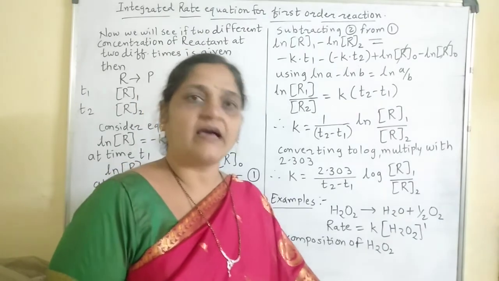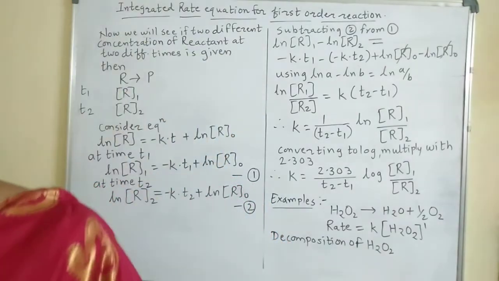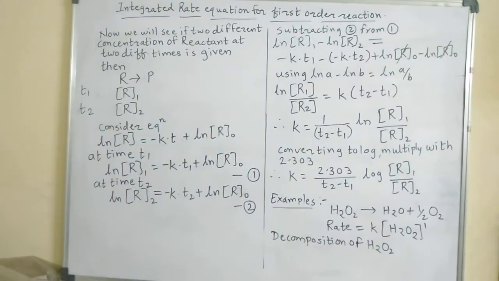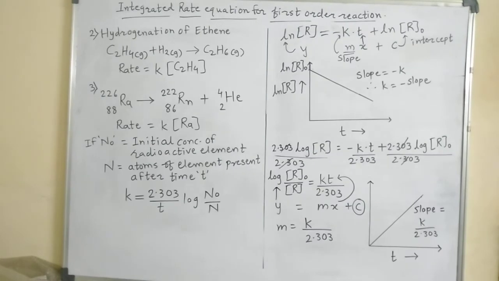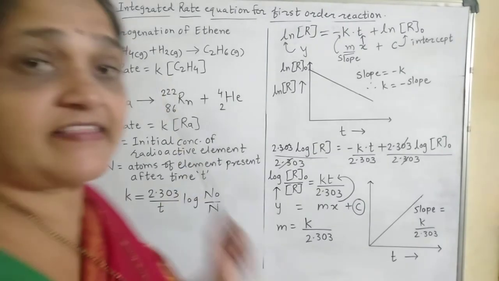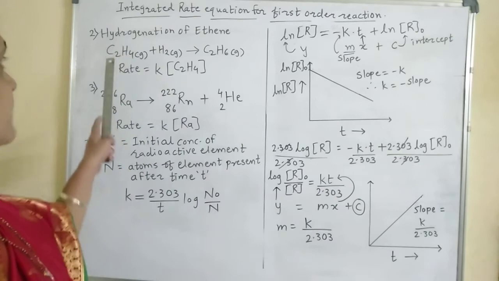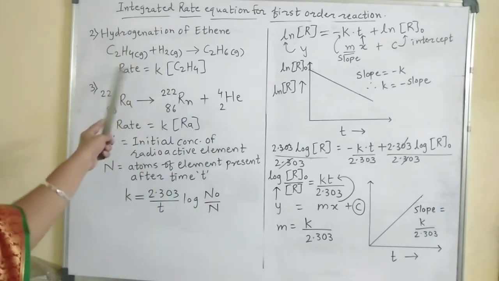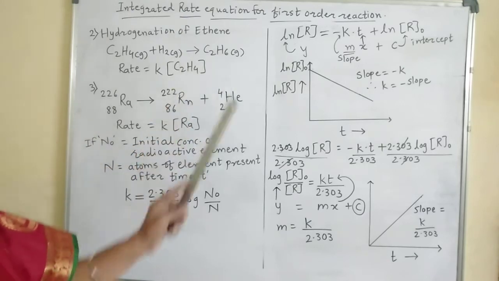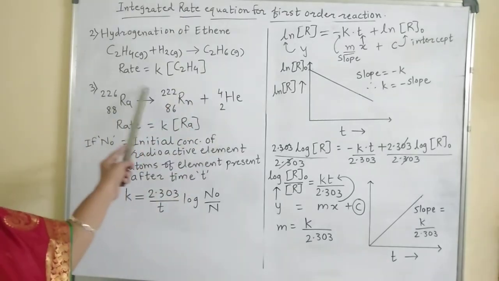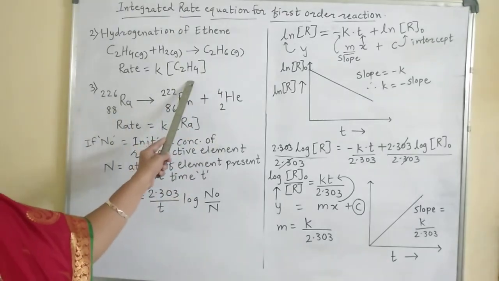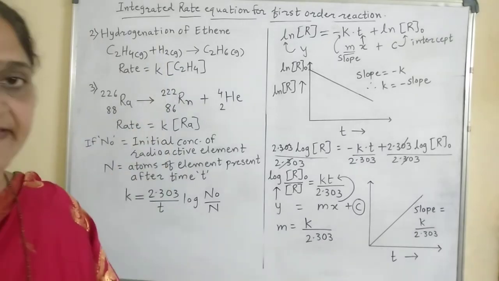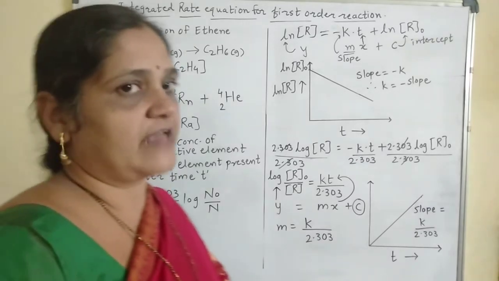We will see another example. Now students, see the second reaction, that is hydrogenation of ethene: C2H4 plus H2 gives C2H6. Here the rate entirely depends upon the concentration of ethene and not on the concentration of hydrogen gas. This is also a first order reaction.